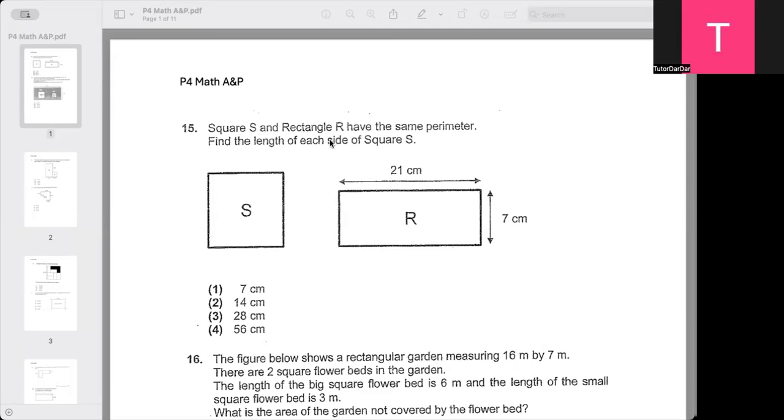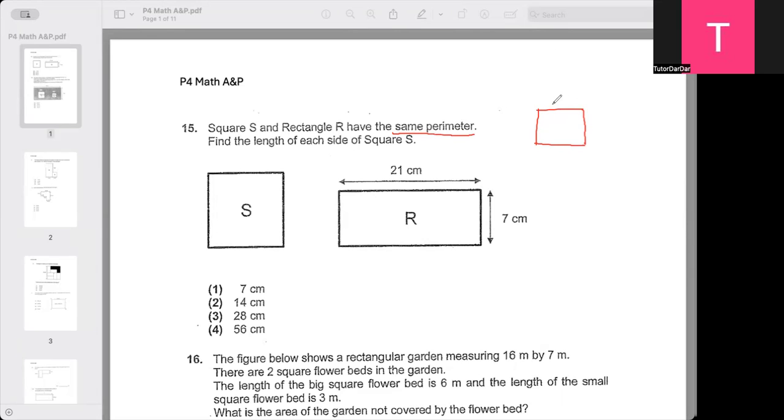Square S and rectangle R have the same perimeter. So you have to take note, they have the same perimeter. What is perimeter? If you have a shape, perimeter is the measurement of all the outlines. That means you will be adding all the sides together.